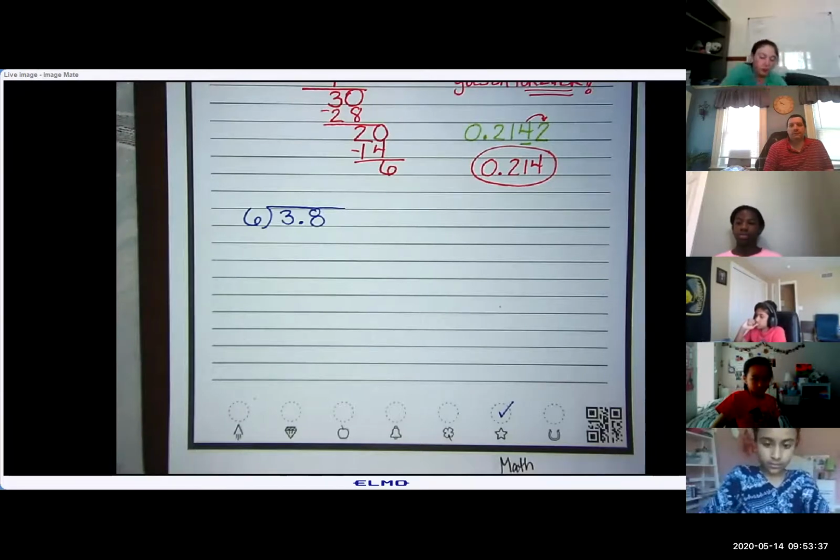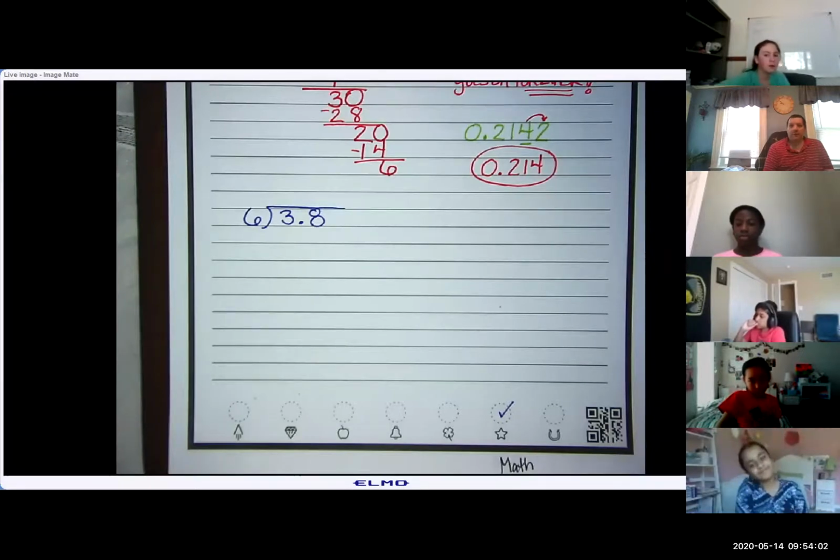Jayla, are you outside? Leave her alone. She's fine. She's doing her thing. What do you got, Alex? It's not a non-terminating one. So it's a terminating? Yeah.